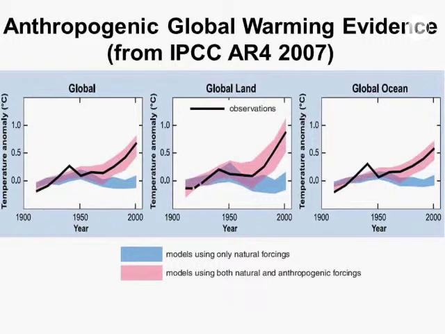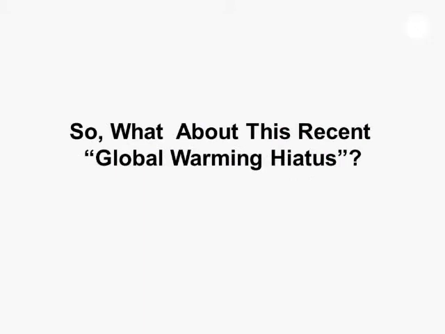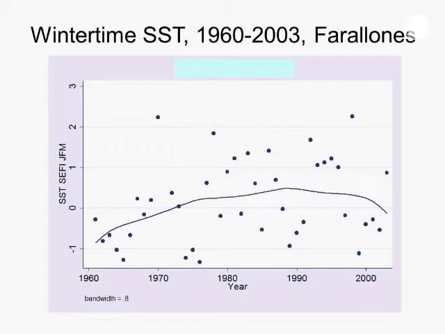I don't know if you've gone over that before, but I think this is pretty compelling evidence, and it is the primary thing that people are looking at. So perhaps some of you have heard about the recent global warming hiatus, and so I thought I'd make a few comments about that. And this is just a slide showing average monthly sea surface temperatures taken from the Farallon Islands over the period shown there, 1960 to 2003.